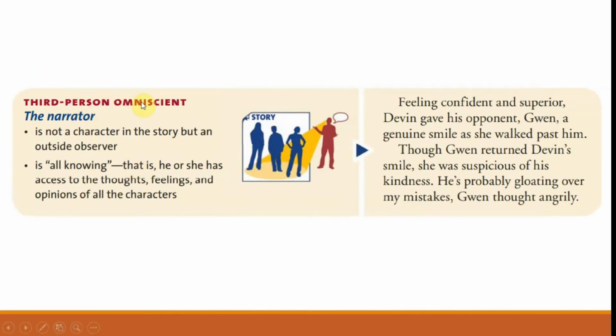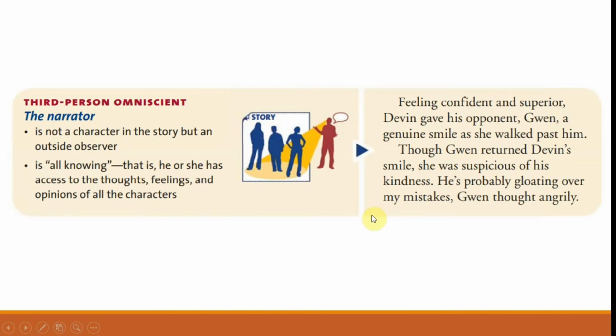The third person omniscient. In this case, the narrator is not a character in the story but an outside observer. Is all-knowing, that is, he or she has access to the thoughts, feelings, and opinions of all the characters. So again, the illustration helps us. Is an outsider, but he has access to the feelings of all the characters.